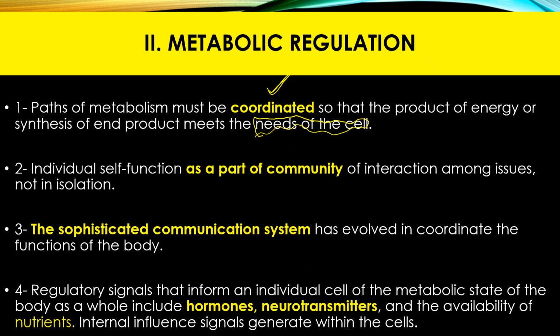Number two, individual cells function as part of a community of interaction among tissues, not in isolation. Simply, the different cells present in the body are well coordinated with each other and observe keenly the requirements of the body. So they act as helpers in a community process. When we want to turn on a gene, a signal is generated in one cell or within the cell, and the cell can activate its transcription or translation. Or if there is no need of that product, we can turn off that gene.